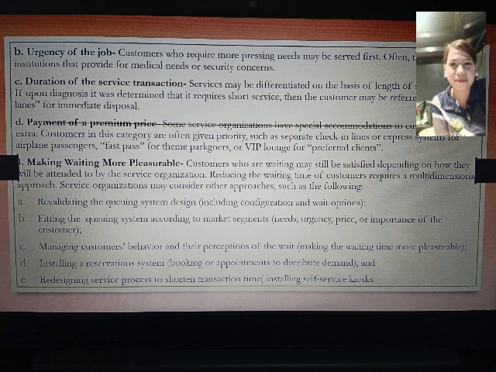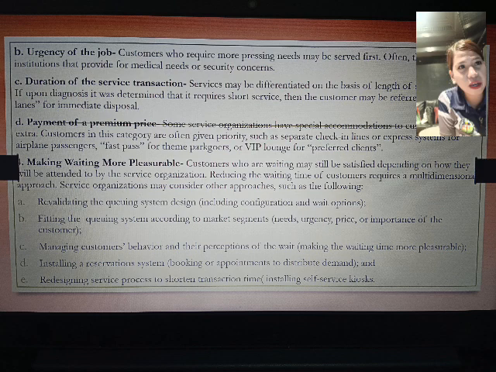Next is the urgency of the job. So customers who require more pressing needs may be served first. Often this applies to institutions that provide for medical needs or security concerns. Customers who require more pressing needs may be served first.